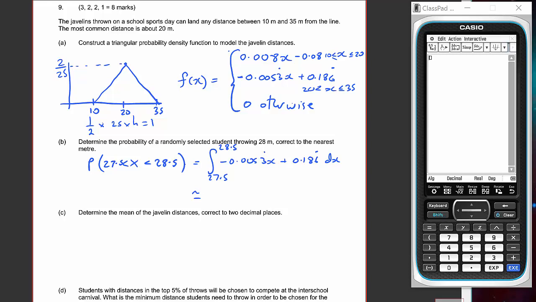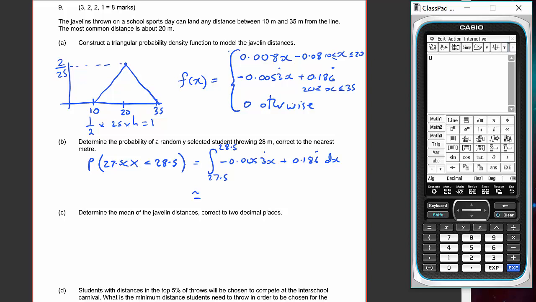So what we need is the integral, which we know is in Math 2, and we've got 27.5 and 28.5, and so we have negative 0.005, and let's just put a few 3's in there, just probably don't need that many, and add 0.186, put a few more 6's in there, and we need to tell it we're integrating with respect to x. And execute, and that's 0.035373.